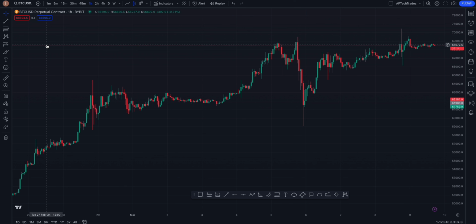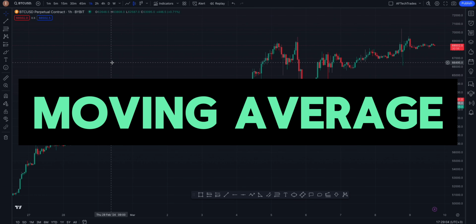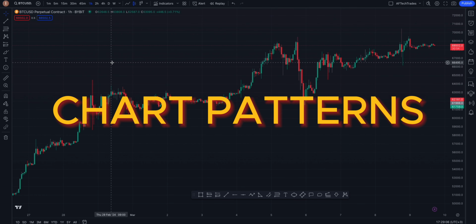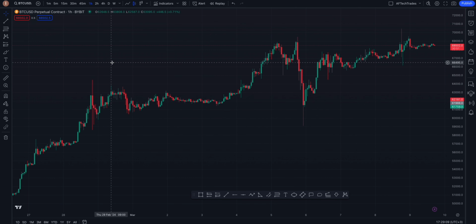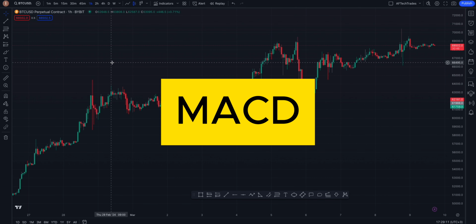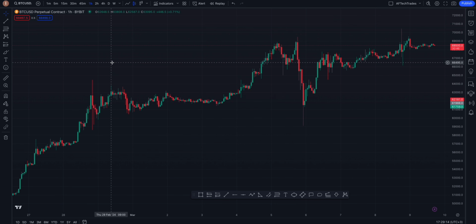Having said this, there are some rules before I show you how to do this. You need to apply this at shrink points. You have to combine this with other confluences. You can use the moving average, chart patterns, candlesticks, what have you, even the MACD. Check for other confluences in our previous videos and make use of any of them. And most importantly, apply your risk management. This cannot be overemphasized.